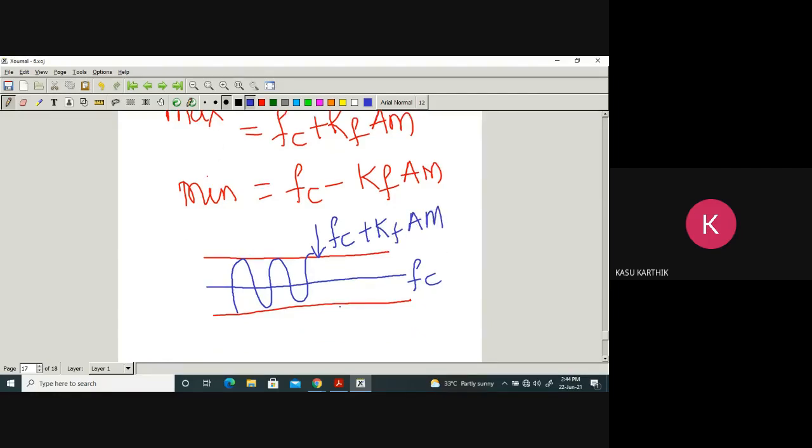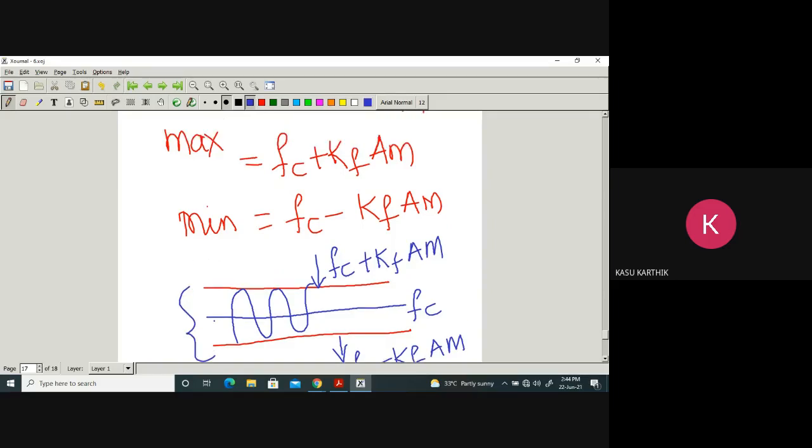What is the minimum value? This value, Fc minus Kf Am. This is the frequency variation. So we have variation around Fc. It can go up to Fc plus Kf Am, or it can come down to Fc minus Kf Am. Because the amplitude is the same, we have to show variation in frequency only, right? This is how frequency varies around Fc. If there is no modulation, it is Fc. If there is modulation, it can swing between Fc plus Kf Am and Fc minus Kf Am.